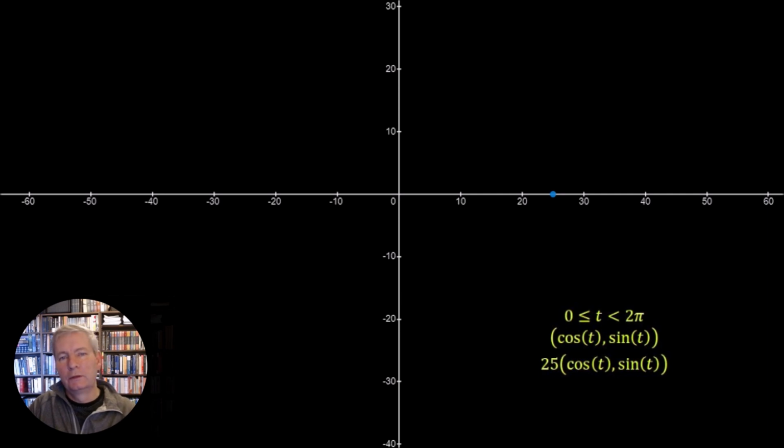We are going to look at plotting parameterized functions onto our computer screen. So first of all, what is a parameterized function? Well, the best way to look at this is by an example. So we're going to draw the circle with radius 25 using a parameter.